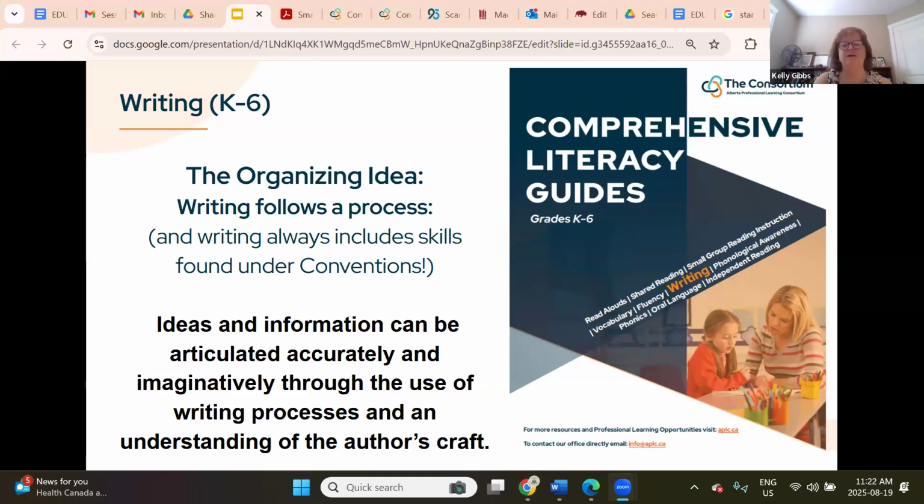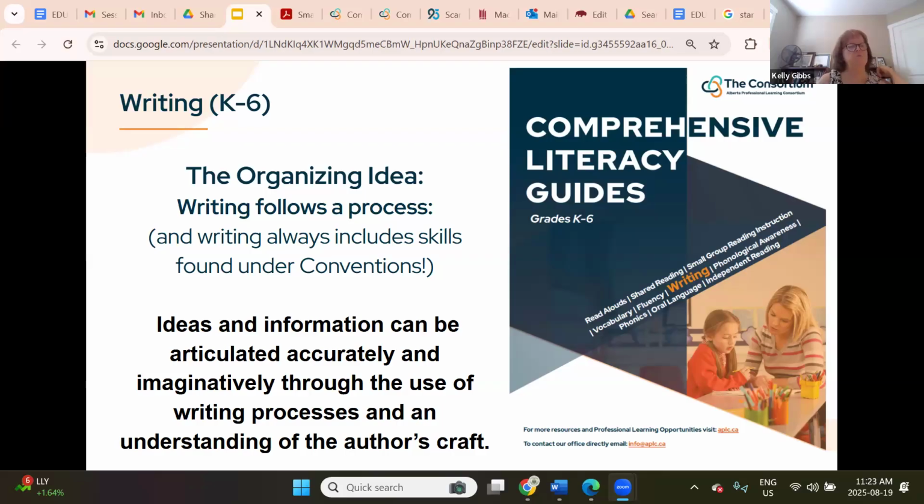We're back to the comprehensive literacy guide for writing. And this is our final one, is it not, Bev? Our final guide for today. So what we're looking at in writing is remembering that writing is a process. It always does involve a process. Sometimes the process is sit and write. Sometimes it's very scripted. Sometimes it's following a particular plan.